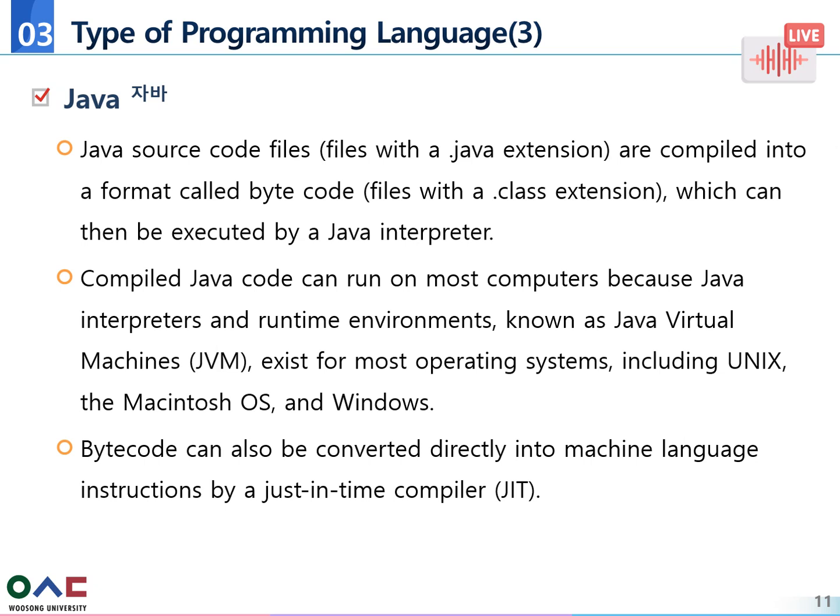Compiled Java code can run on most computers because Java interpreters and runtime environments, known as Java Virtual Machines, JVM, exist for most operating systems, including Unix, the Macintosh OS, and Windows. Bytecode can also be converted directly into machine language instructions by a just-in-time compiler, JIT.